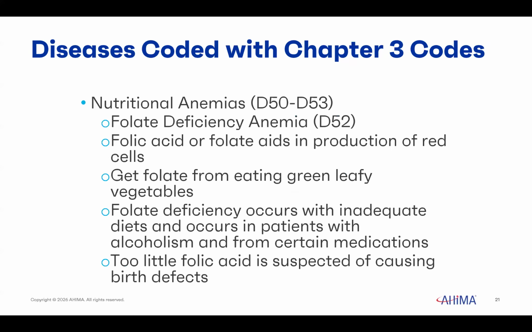Folate deficiency anemia happens when you don't get enough folic acid, which helps make red blood cells. It's common with people that have poor diets, alcoholism, or people that are taking certain medications. Not having enough folic acid can also cause birth defects.